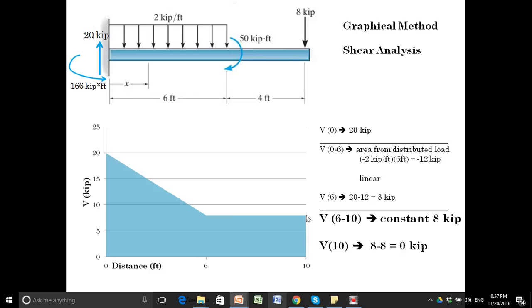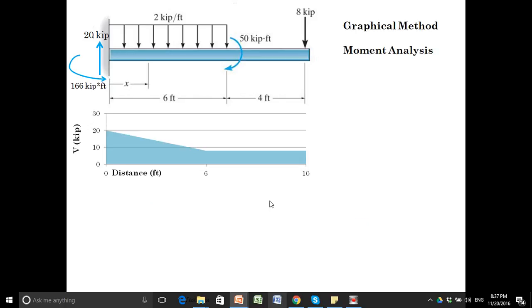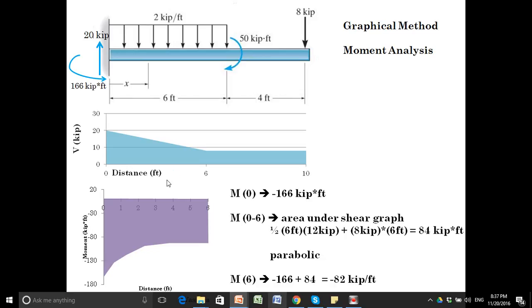And at the very end, at 10 feet, we have 8 kips being applied downward. So because we're at a constant 8, and all of a sudden we get 8 applied downward, then we drop down to 0. So that's how we analyze the shear force. I hope that makes a little bit of sense. So from the shear force, we're going to go to moment analysis. The analysis is basically the exact same process. So let's start off with, what is our moment at 0?